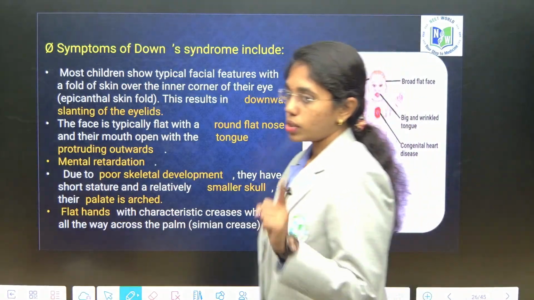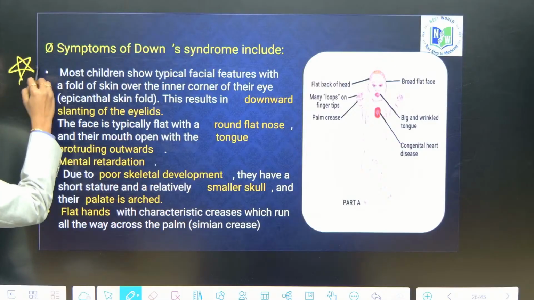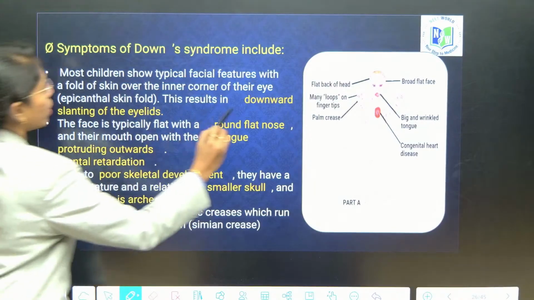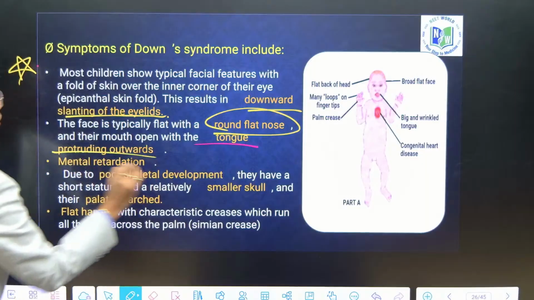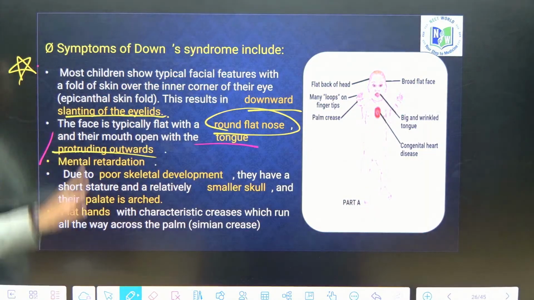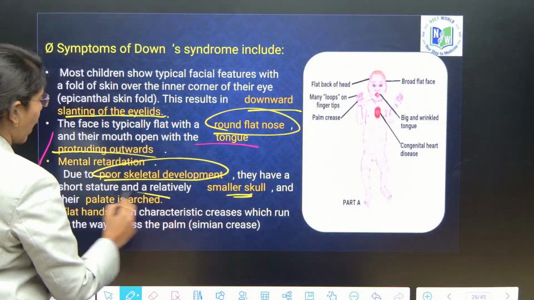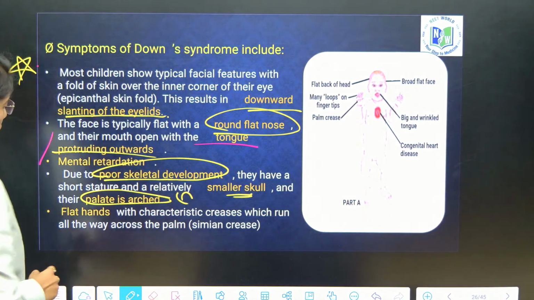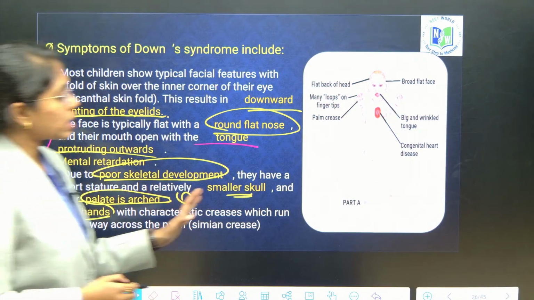Quite a times the questions are put on the symptoms of Down syndrome. If you see, most children will show facial features, like they will have downward slanting eyelids, round flat face, tongue protruding outwards all the time. They will have mental retardation, poor skeletal development, smaller skull, palate is arched all the time, and flat hands with many creases on the hand. So, these are the symptoms of what? Down syndrome.